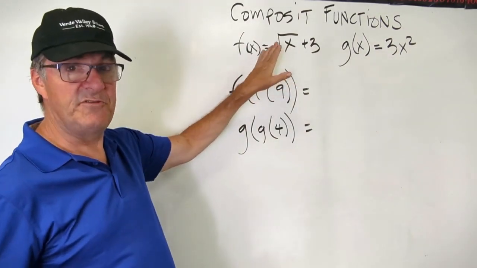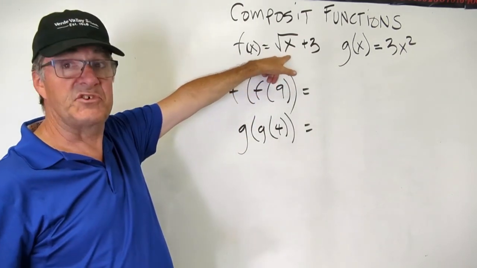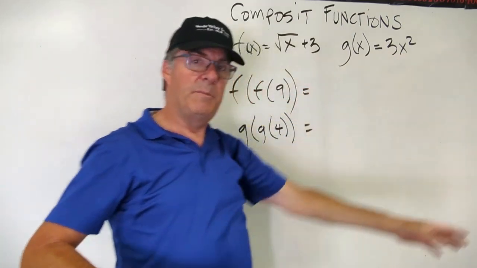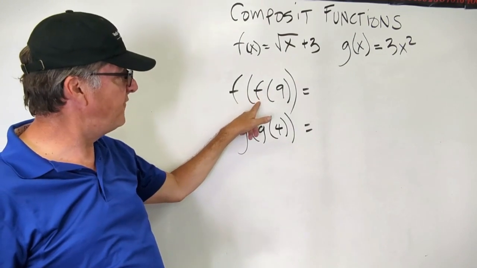I have my same old, not the same ones, but two functions just like before. Although this time f of x is the square root of x plus 3, and g of x is 3 times x squared. But now I'm going to ask a little different question. Notice how this is f of f of 9.